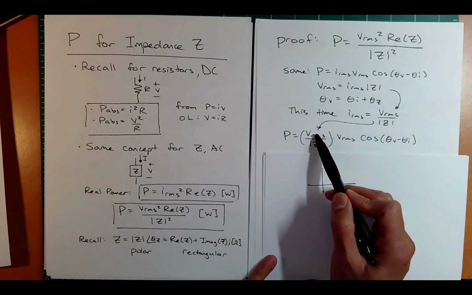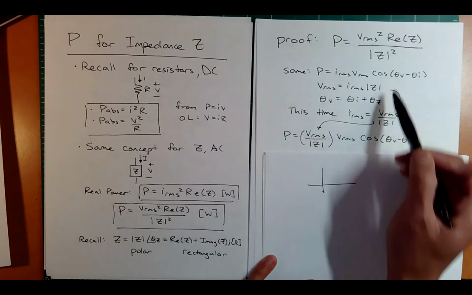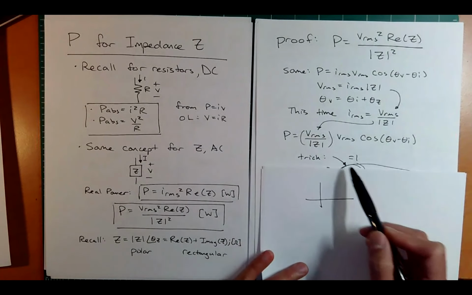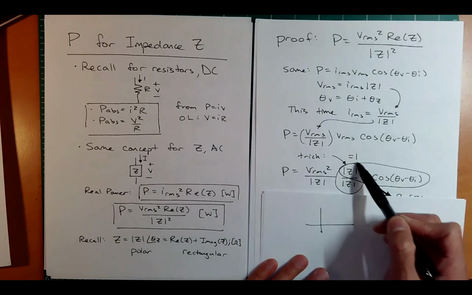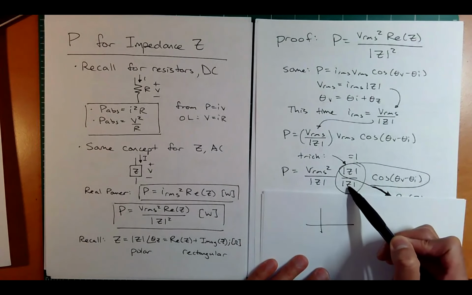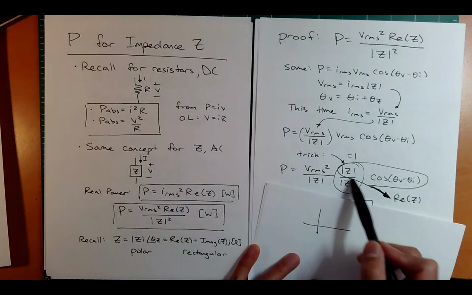So what do we get? We get a VRMS divided by Z magnitude cosine of theta V minus theta I. Good. So now here's a little trick, and I'm going to multiply this by 1, which is the same as multiplying it by Z over Z magnitude. And the reason why I do that is because I want this real part of Z again, right? You see that?